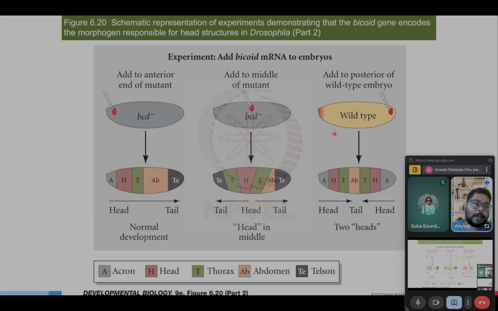And finally, they also tried it out with a wild type embryo which already has bicoid at the anterior pole, and they added bicoid mRNA to the posterior pole as well. When they added it, they saw that none of the posterior components formed. It was essentially a duplication of the anterior. So you have acron, head, thorax, followed by the normal acron, head, thorax coming from the other end. So a two-headed embryo. So they figured out, yes, bicoid helps in forming the anterior body plan, and that is important. So now they started looking at how it does it.